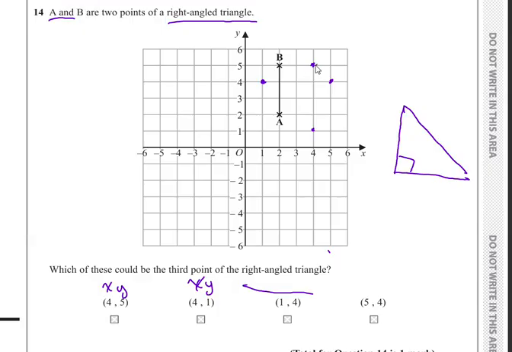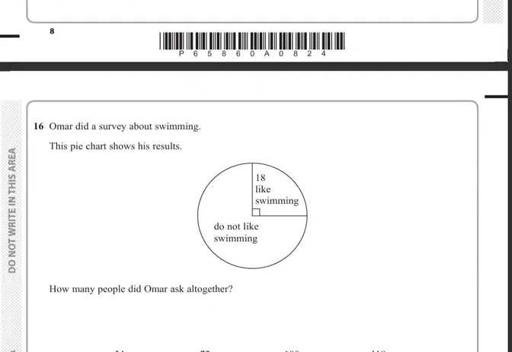Well, the only one that is correct is this one, all right? Because that actually can create a right angle triangle, as you can see. Okay, so this is the one. The other points don't actually create a right angle triangle.